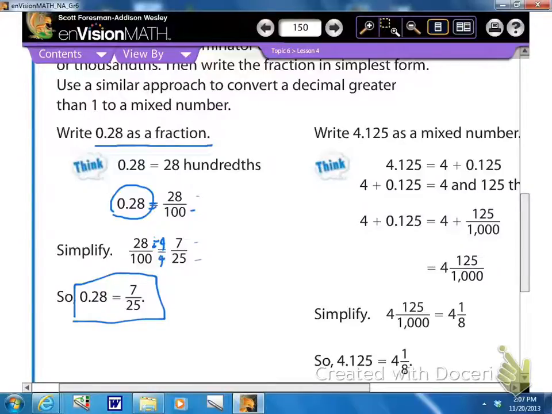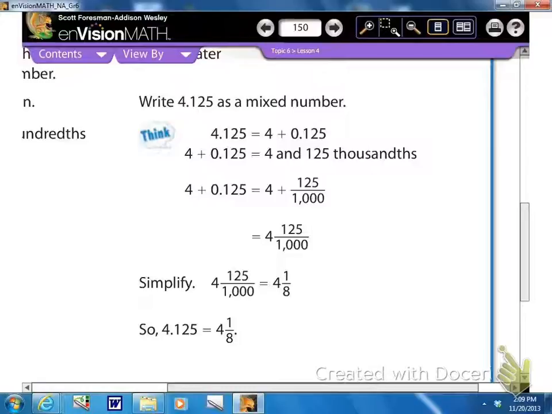Let's look at another example here. Okay, so let's look at a mixed number. They have 4.125 as a decimal. We want to write it as a mixed number. So separate your whole from your fraction or your decimal portion. We know our whole number is 4, and so we don't really need to worry about that too much. But we want to write this 0.125, or 125 thousandths, as a fraction. So here we have 4 and 125 thousandths. Here's my 4, and here is 125 over 1,000, which I could write like this.